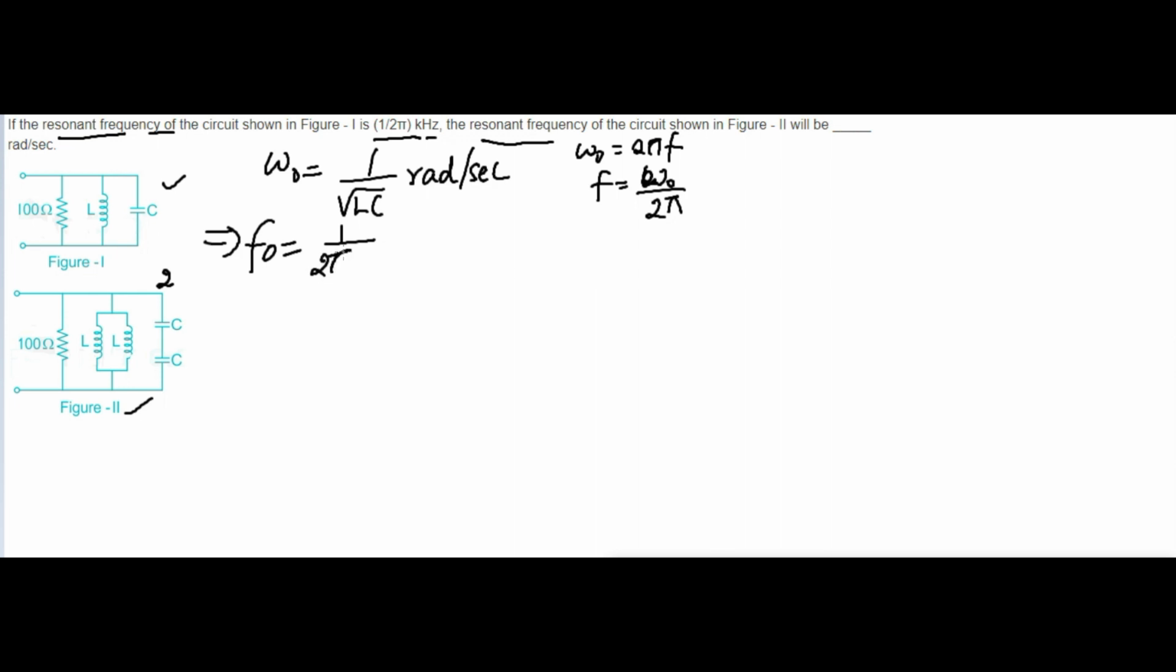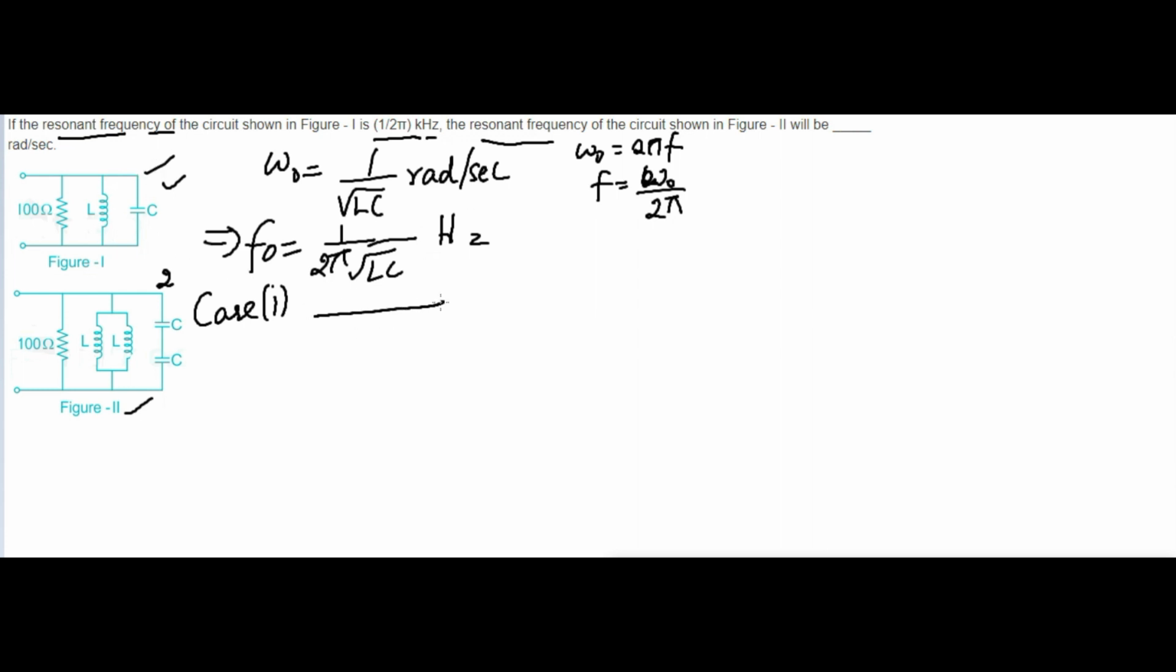Which implies f naught is equal to 1 by 2 pi, multiplied by 1 divided by root LC. So the unit of f is hertz. Now for the calculation, take case number 1. What is case number 1? Take the first figure.